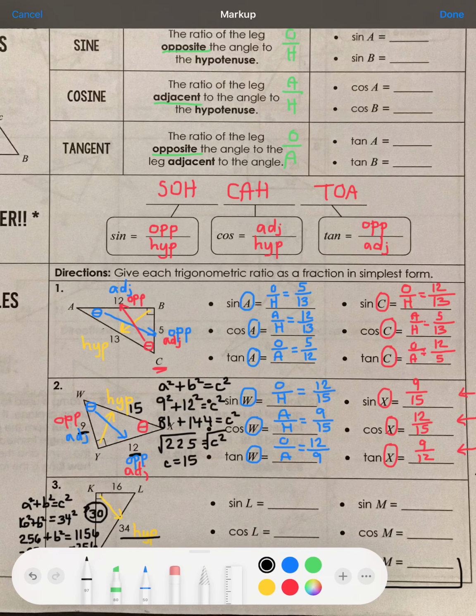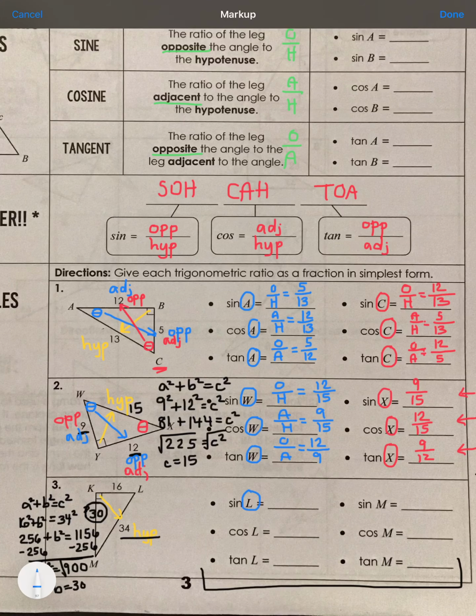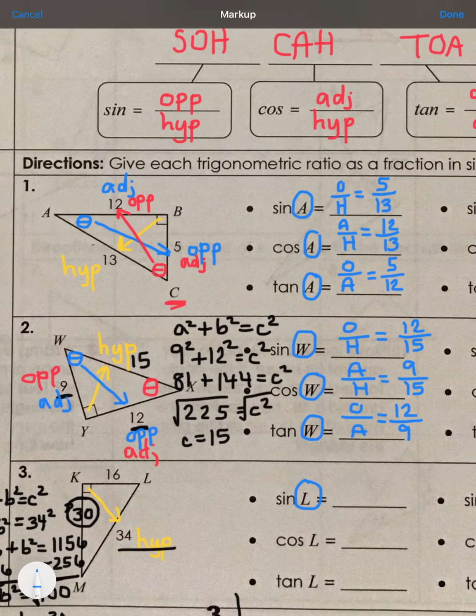Now that we have the missing side, why don't you guys try to pause the video and fill out the problems down here at the bottom, okay?